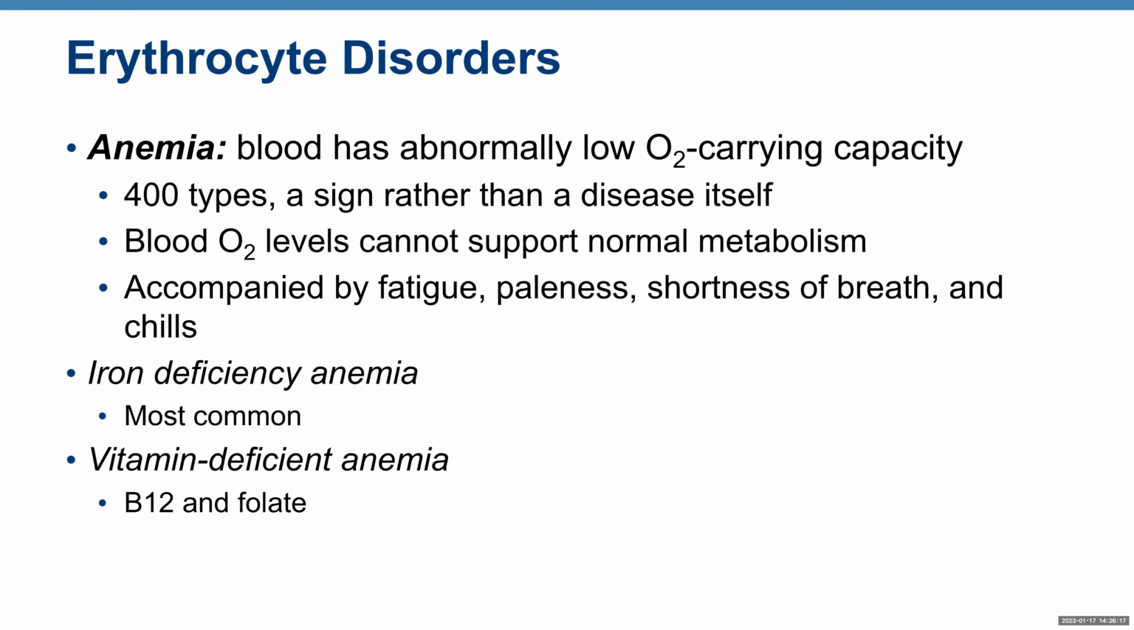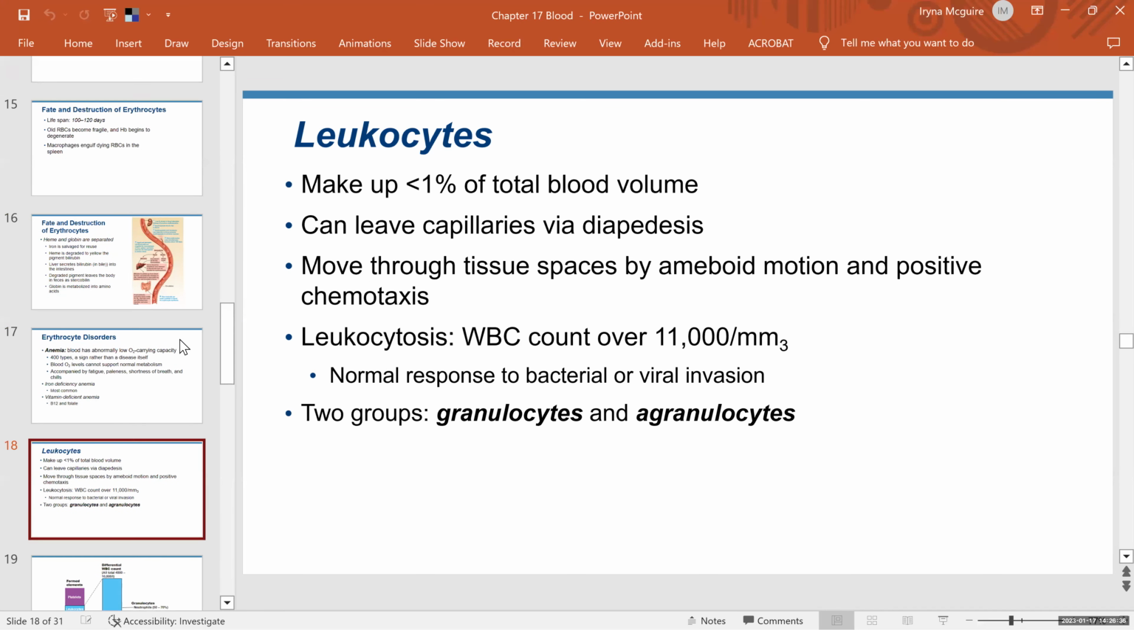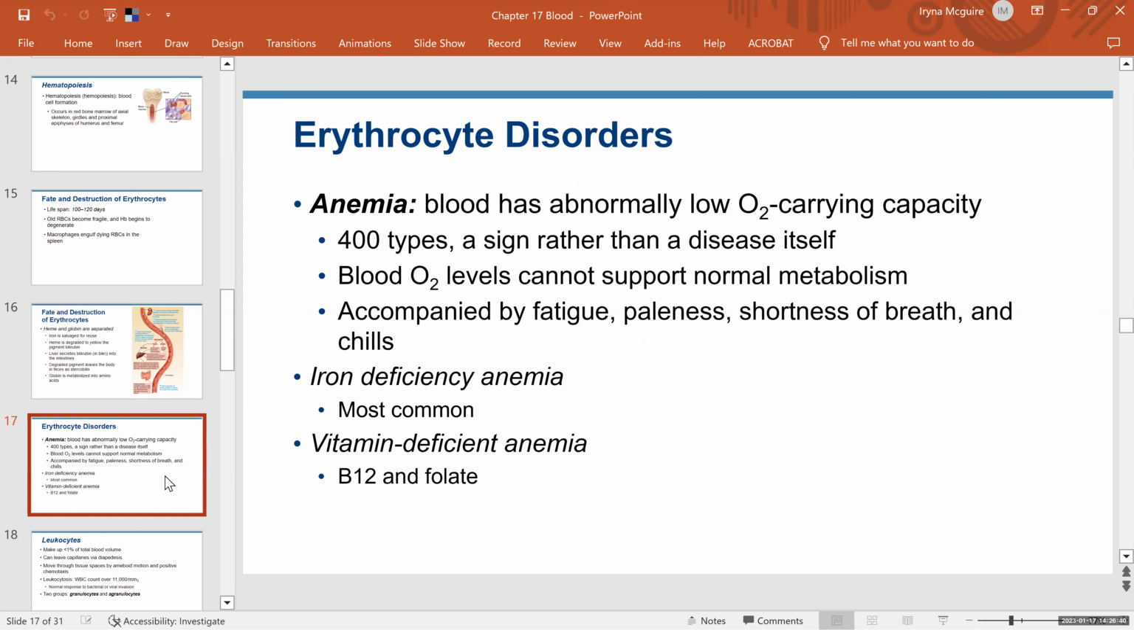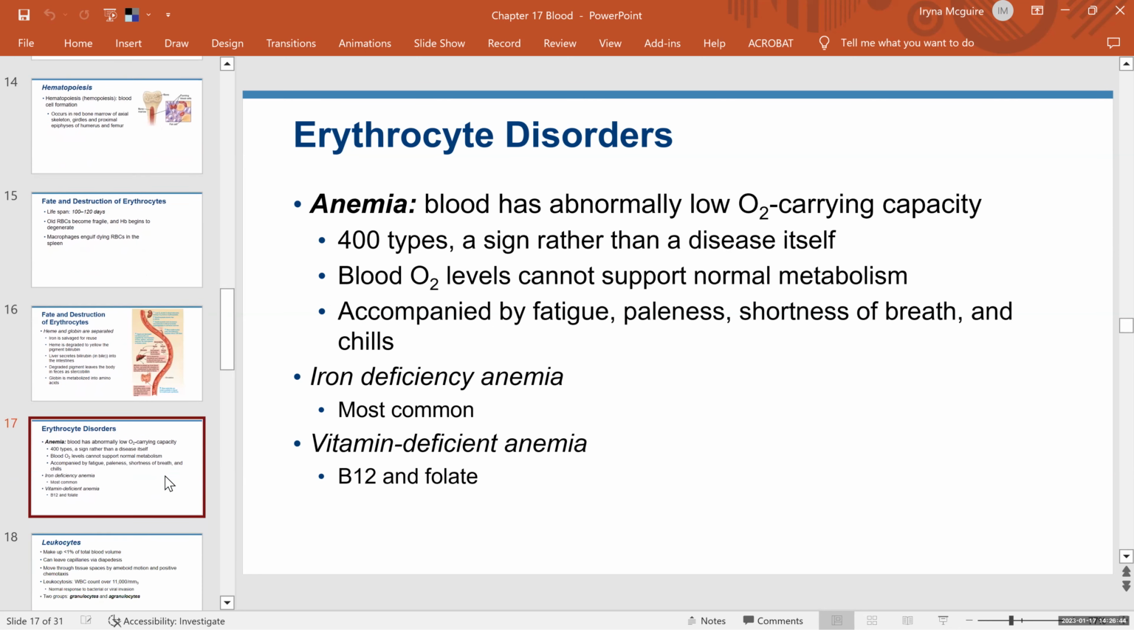We have different types of anemia. You already see over here 400 types. The most common is iron deficiency anemia, and vitamin deficiency anemia, especially vitamin B12 and folate. And I think that's it for erythrocytes. I thought I had another slide, but that's about all the information that we're going to cover today about erythrocytes.